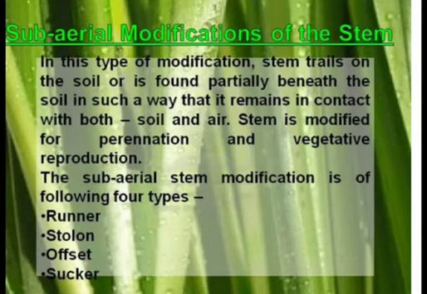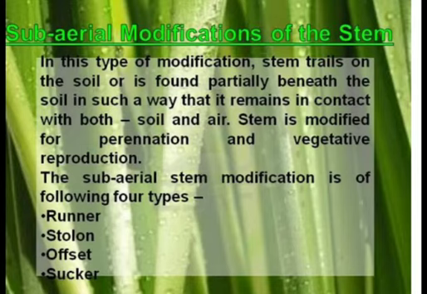Now next is the subaerial modifications of the stem, that is, the stems which are present above the ground but very close to the ground. How is it so? In this type of modification, the stem trails on the soil or is found partially beneath the soil in such a way that it remains in contact with both soil and air.